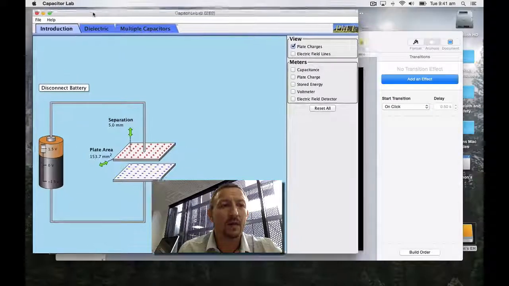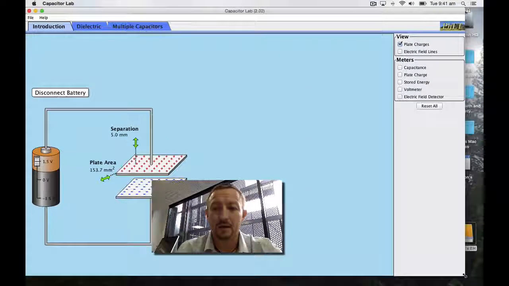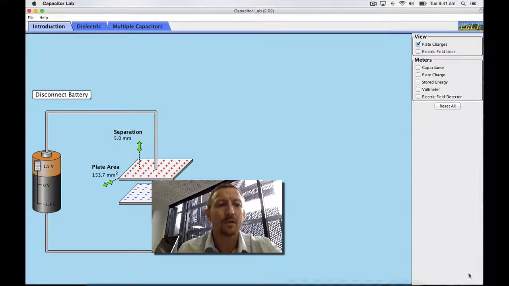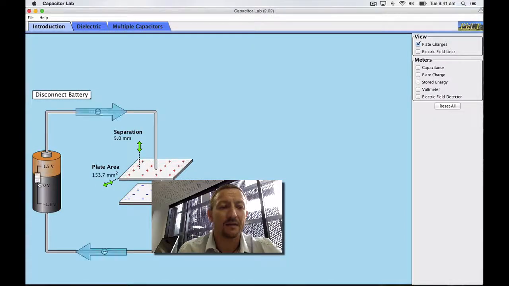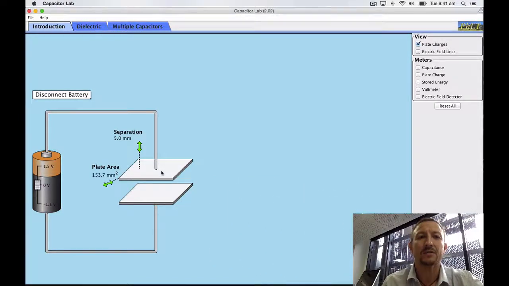Okay, so when you load up, you go to Capacitor Lab and you'll get this screen which will come up here. I'll just enlarge it for you. Now what we've basically got is a battery, and that battery is linked to two plates. Those two plates are going to be your capacitor. Now you can see we've got charges set on these plates. If I put it onto 0, completely discharging the plates, we'll see that we've got no charges on each of the plates.